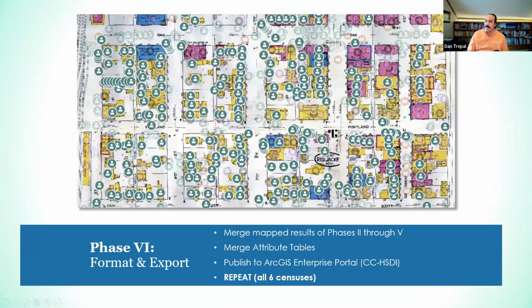Next slide. So finally, we took all those, we merged them together, we exported them into our HSDI database, and we published that in our portal and connected it to our other data sets. And I then went back and did it 5 more times with the 5 remaining censuses. And that's how we ended up with our 340, 350,000 or whatever the final number was. Next slide.